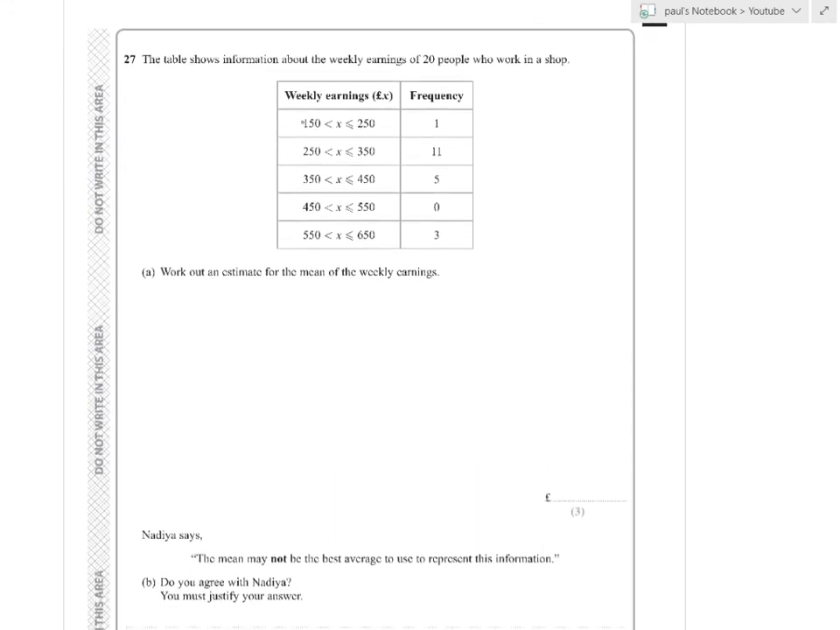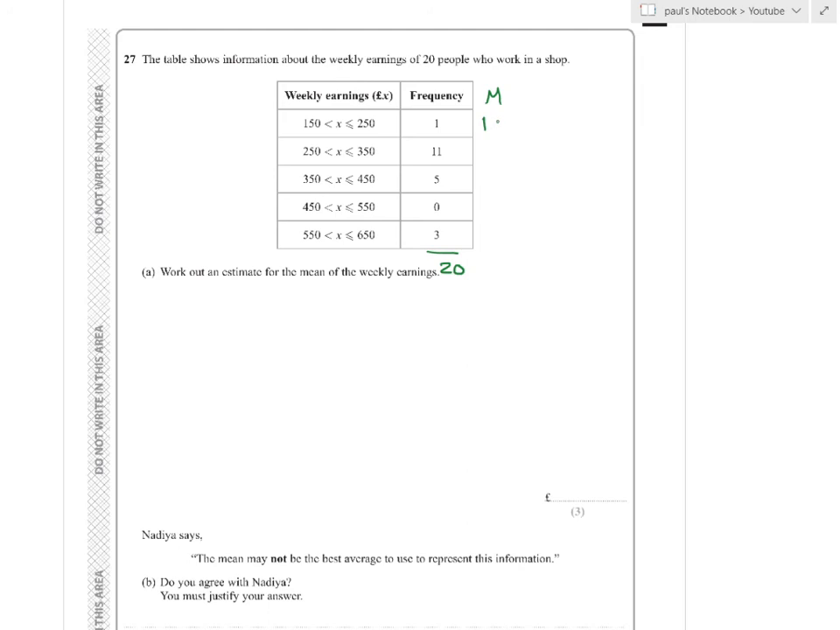The table shows information about the weekly earnings of 20 people who work in a shop. Work out an estimate for the mean. So for the mean, we have to add up the frequencies, right? So 1, 12, 17, 20. So we've got 20 altogether. Then we have to do the total of these things. Now we have to choose a midpoint. So halfway between 150 and 250 is 200.